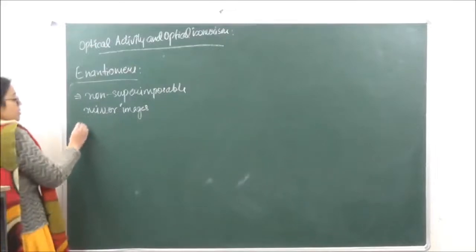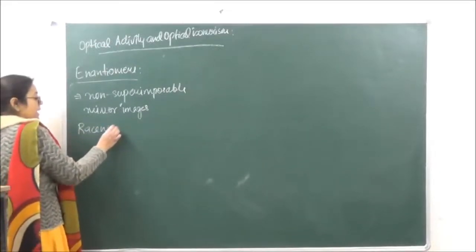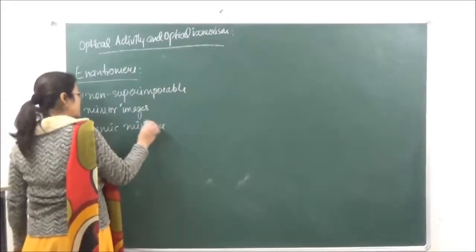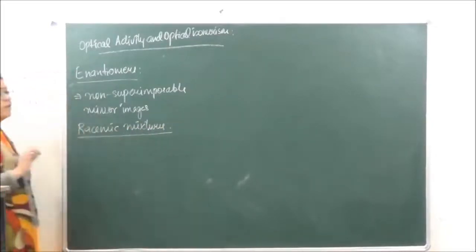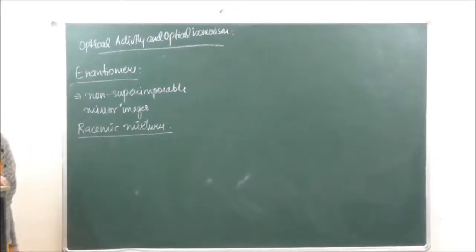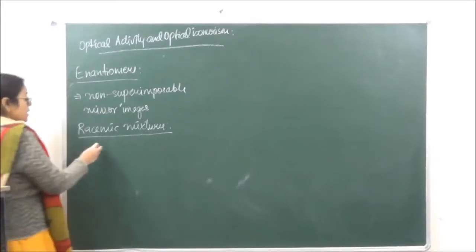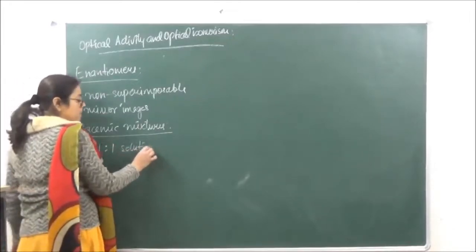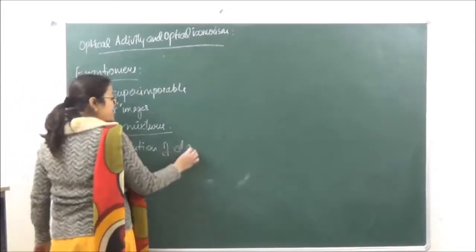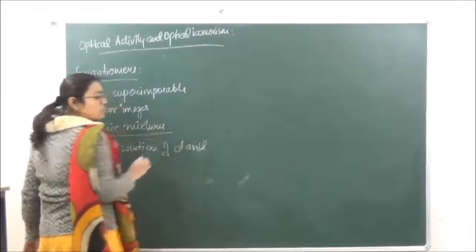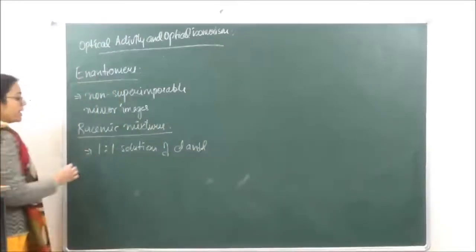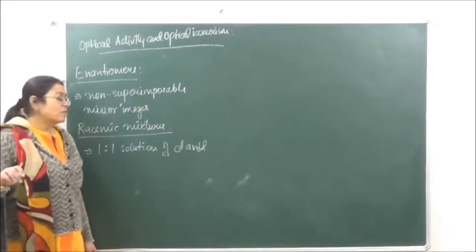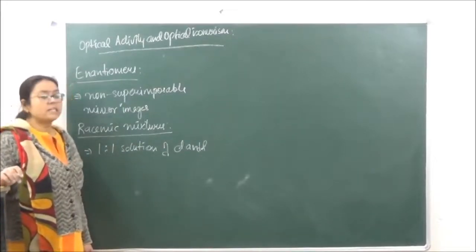Then the next term which we have, that is racemic mixtures. Now what do we understand by racemic mixture? A 1:1 solution of D and L configurations. 1:1, that is, we have 50% of D and we have 50% of L. So that is known as a racemic mixture.